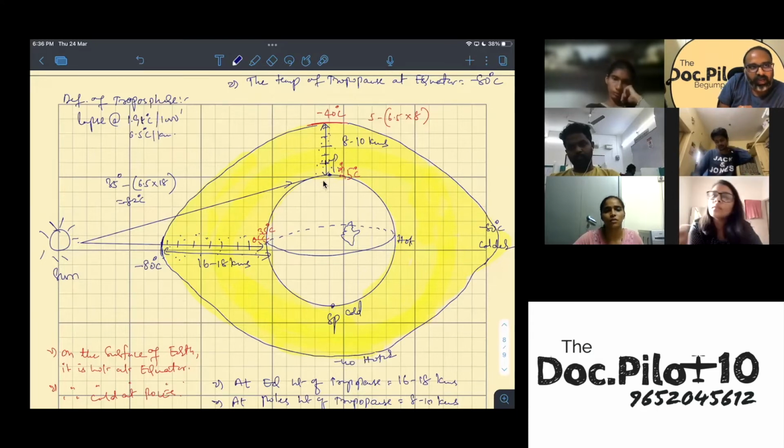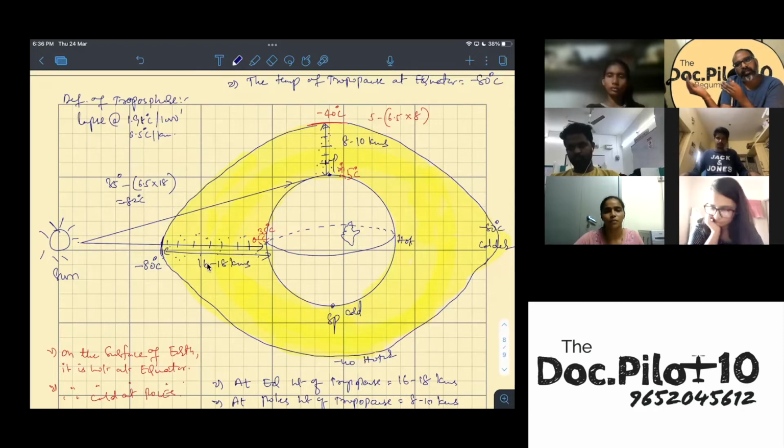Hotter, sir. At the poles, it's cold. So because the equator is hot, the Earth is hot, the molecules will expand. Correct. So that is the reason at the equator, the tropopause extends to 16 to 18 kilometers. It is not a perfect circle as I drew in the first diagram, but it is expanded at the equator.